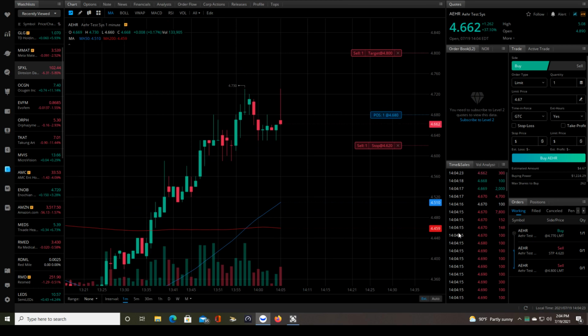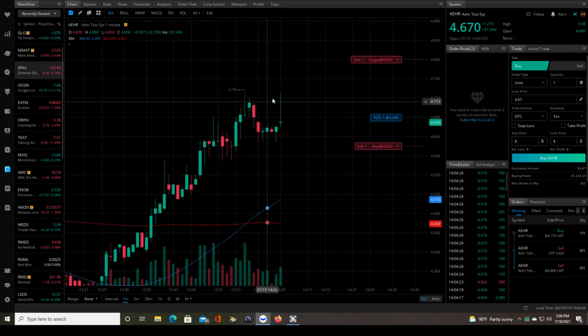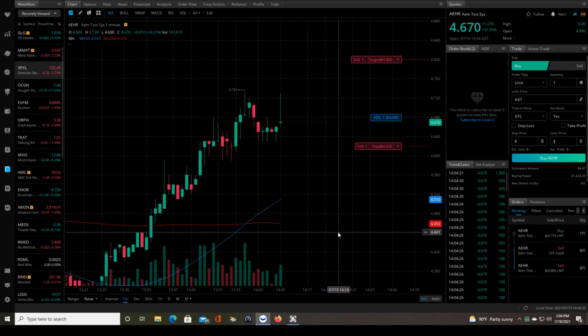You don't really need the time and sales up. But that's just part of the default setting on Webull. But yeah, you could see the same thing right there in the candlestick.